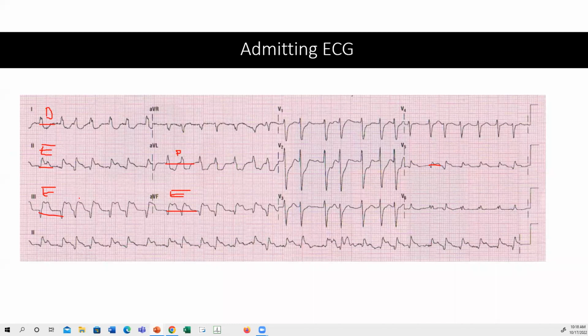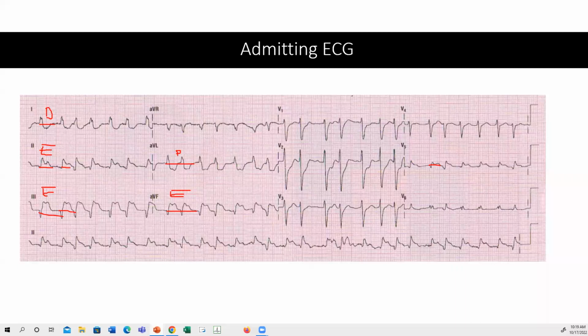These are all manifestations of what type of MI? If it's going to be 2, 3, and AVF, inferior wall MI. And is the ST elevation in lead 2 greater than the ST elevation in lead 3? Which one is more elevated, lead 3 or lead 2? Lead 3. So this therefore indicates that we have a right ventricular infarction.